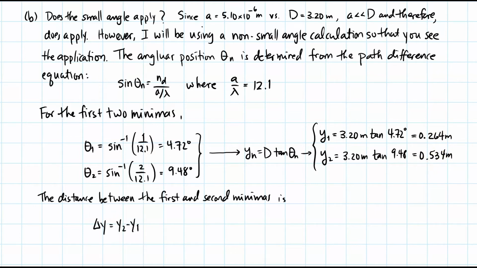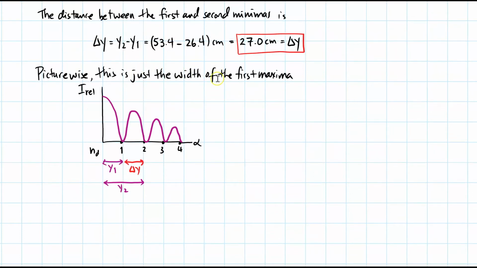The distance between the first and second minima is then given by delta y, which is equal to y2 minus y1. Computing this number, we get 27 centimeters for the distance between minimum 2 and minimum 1. Otherwise, this is just the width of the first maximum. So if this is y1 and this is y2, then between 1 and 2 is this width of the first maximum.